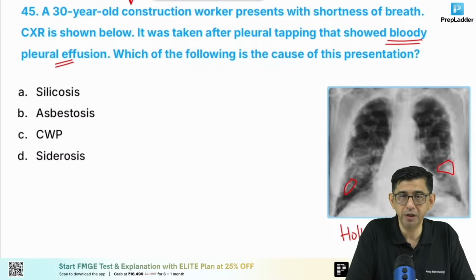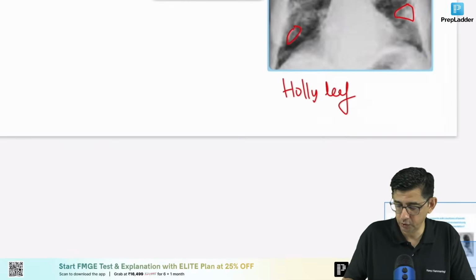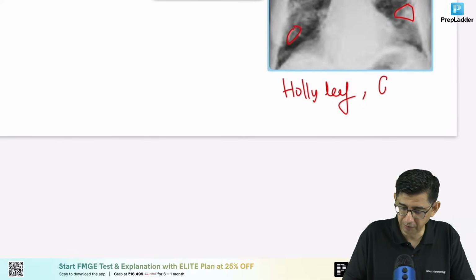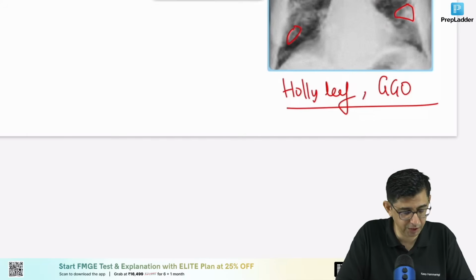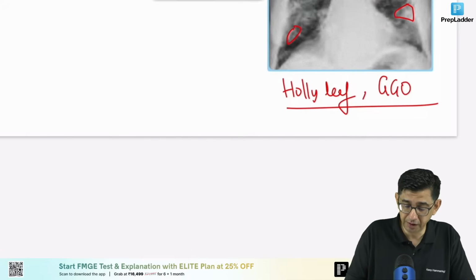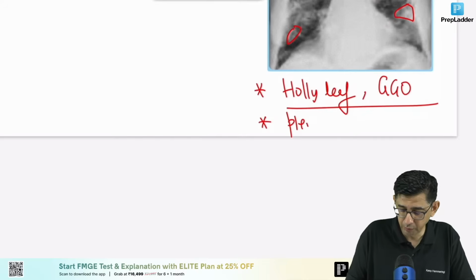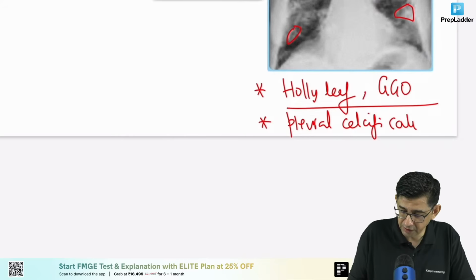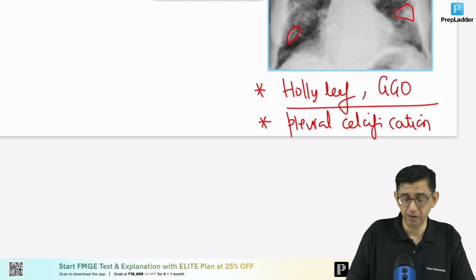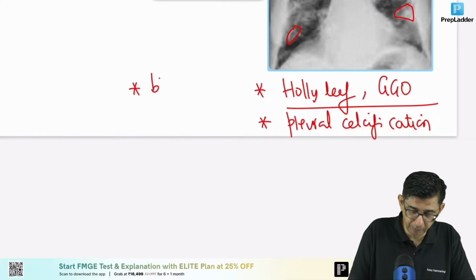Initially, these holly leaves will join with each other, and subsequently result in development of ground glass opacities. There are three findings that we always find in asbestosis. One is holly leaf with ground glass opacities. Second is pleural calcification. We don't read the calcification of pleura in any other disorder. And then we always read about bloody pleural effusion.